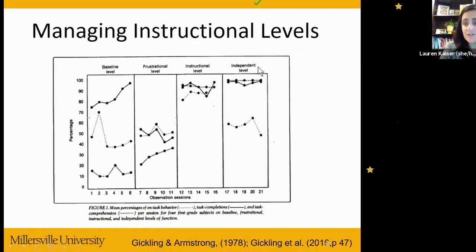You're school psychs, you're good at reviewing data. What do you see here? That's really interesting. I'll keep talking while maybe you're putting in the chat in the interest of time, but what I love about this is in frustrational level, the child struggled with everything: comprehension, completion, task behavior. Instructional level, everything was great. They understood it, they completed it, and they were on task to a high degree.